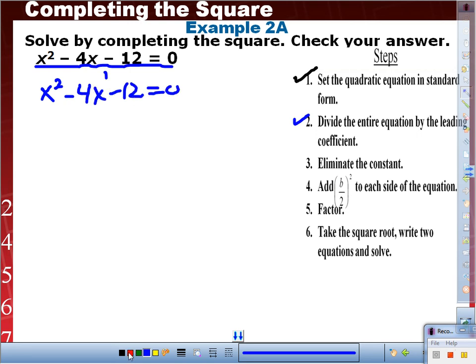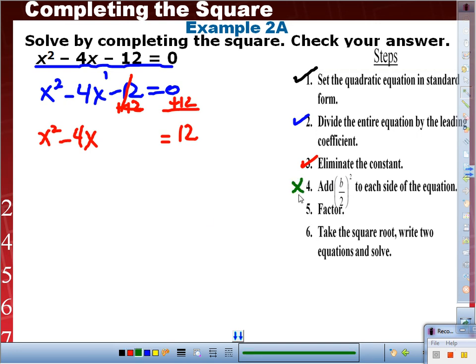Step 3, eliminate the constant. What was my constant? -12. So what do we do? Plus 12, plus 12. Therefore we end up with x squared minus 4x, leave a space, equals 12. Hands up if you got to right there? Okay, good.